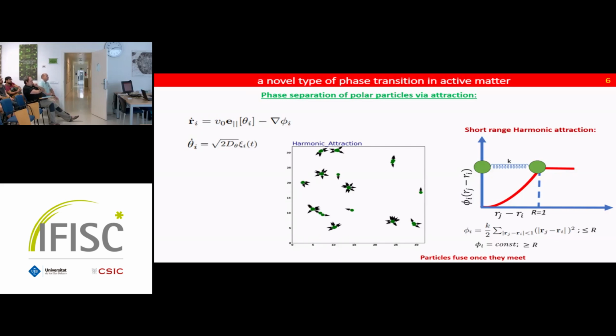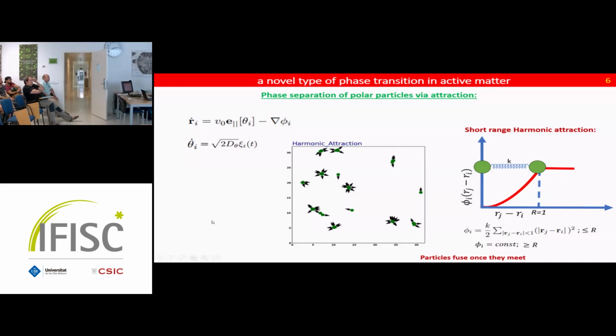So this is a short range force, so there is a cutoff at the distance. This is the interaction radius. So particles do interact inside that interaction radius. Beyond that, they will not interact with each other. And because this is the harmonic potential attraction, whenever they meet, they will glue and they will form clusters.